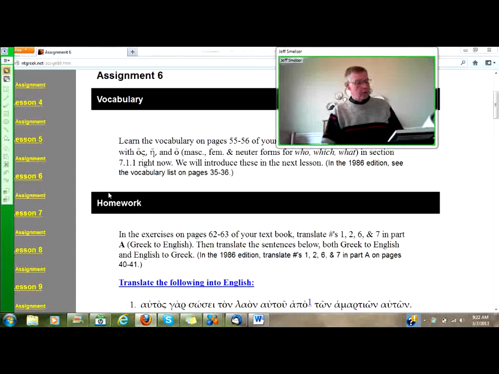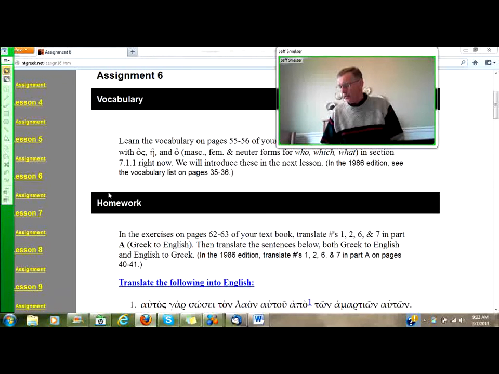Conjunctions, we have gar, de, and oun, and you'll remember all of these are post-positive. And then we have the particles nai, which means yes, ou, which means no or not, has two variations. It's spelled ouk with a kappa when it comes before a word beginning with a vowel where there is a smooth breathing mark, and it is ouch with a chi when it comes before a word that begins with a vowel where there is a rough breathing mark.